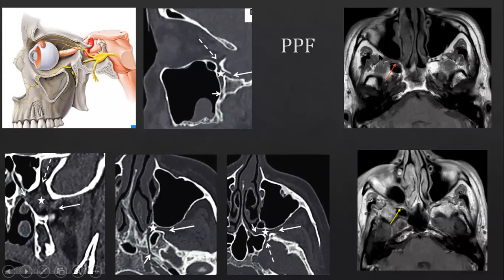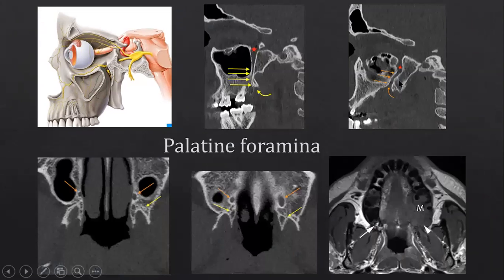And in this portion over here, you can see it is abnormal with low signal because of disease which has spread along the nerves into the pterygopalatine fossa. And this is showing the enhancement within that same nervous structure.